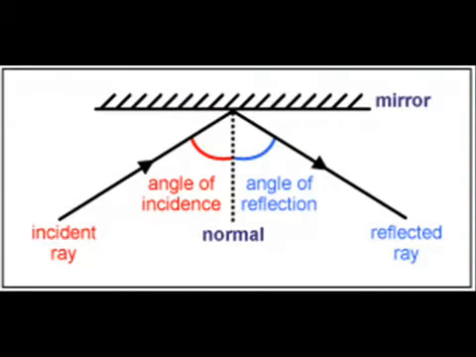The light ray going towards the mirror is called the incident ray, and the light ray being reflected is called the reflected ray. The angle between the incident ray and the normal is called the angle of incidence. The angle between the reflected ray and the normal is called the angle of reflection.